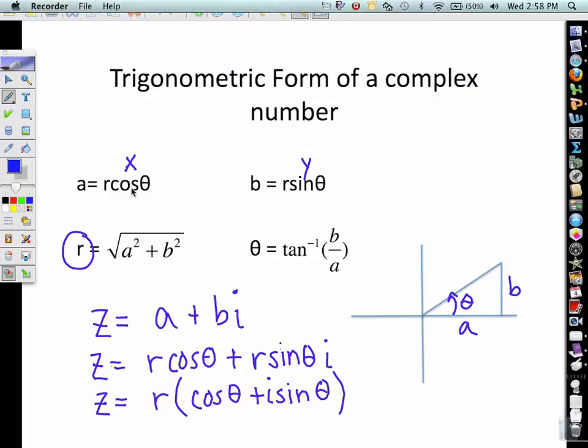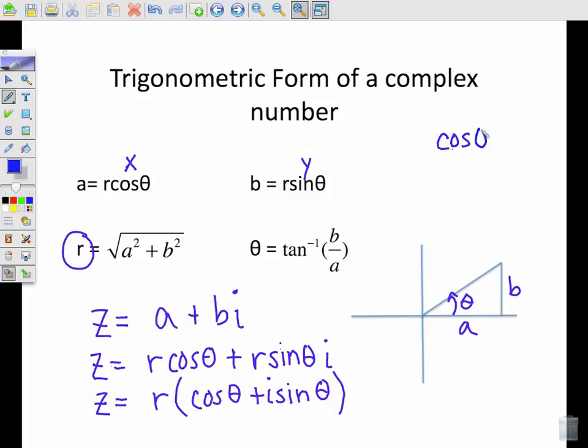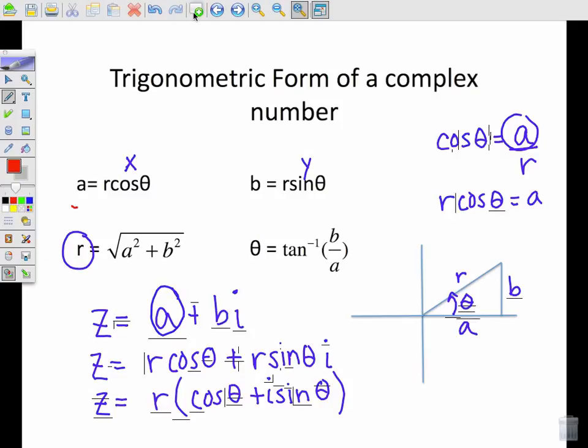Now I just want to mention how we got that a is equal to r cosine theta. What we know about any triangle is that cosine of an angle theta is defined as, and let's go with this case right here, this is our radius. Cosine's defined as the a value over the r value. So of course, if I solve for a, you multiply the other side by r. This is where it comes from. So then I'm able to replace the a right here with r cosine theta, and I can do the same thing for the b value.